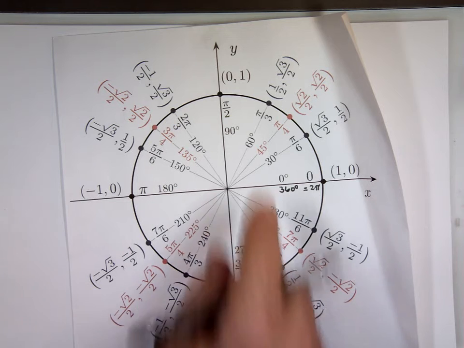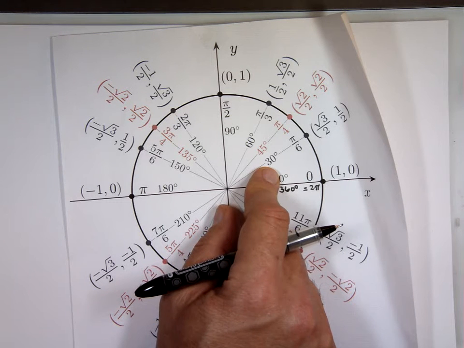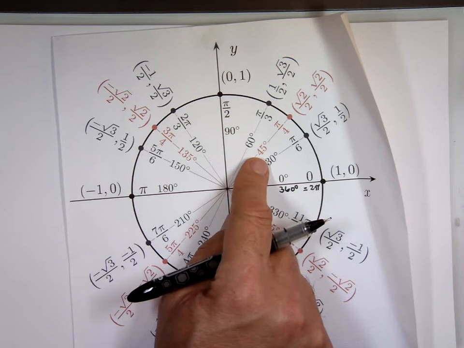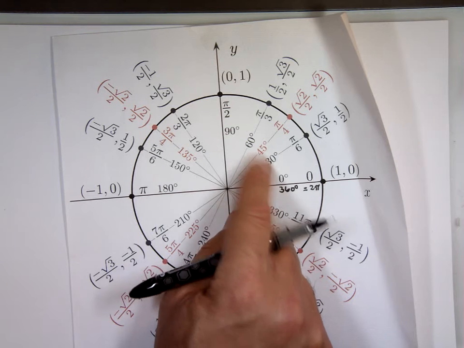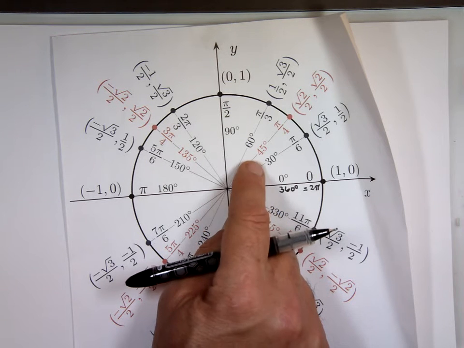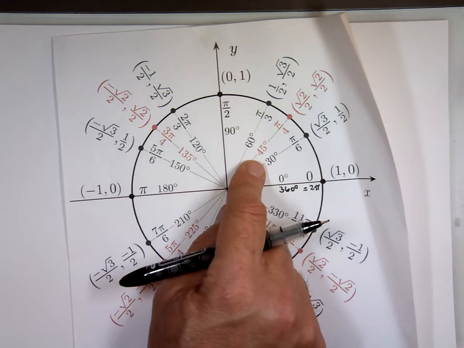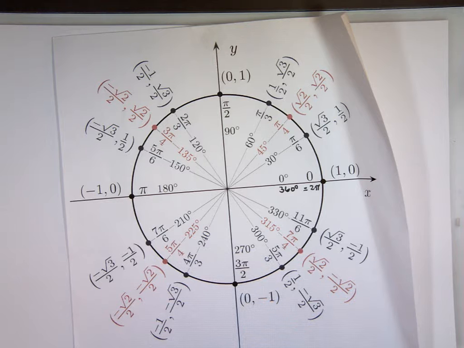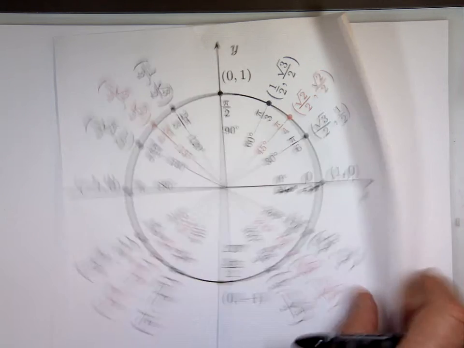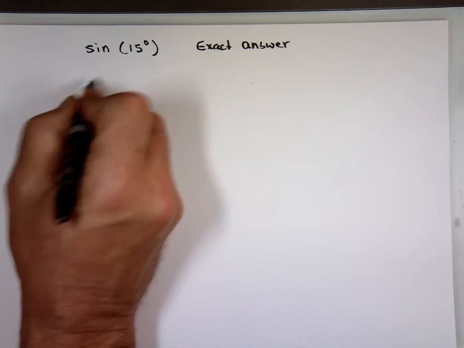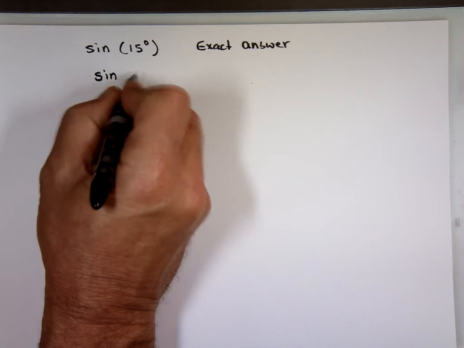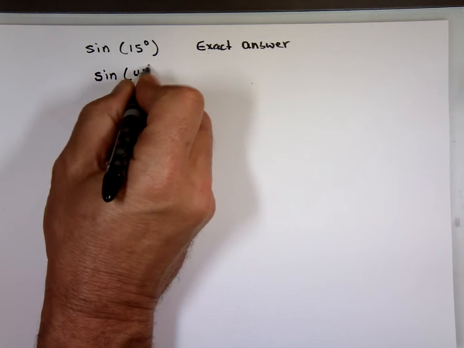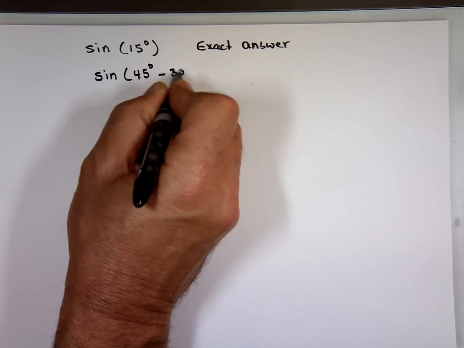By the way, what is 45 minus 30? 15. What's 60 minus 45? 15. I can use some of these angles, right? I can write the 15 as 60 minus 45 or 45 minus 30. Which way you want it? You choose. Minus 30. 45 minus 30? Okay. So you want to write the 15 as 45 degrees minus 30 degrees. That's 15 degrees.